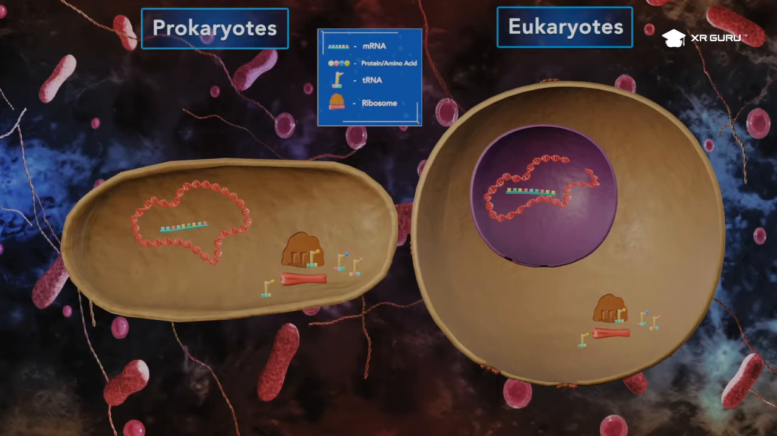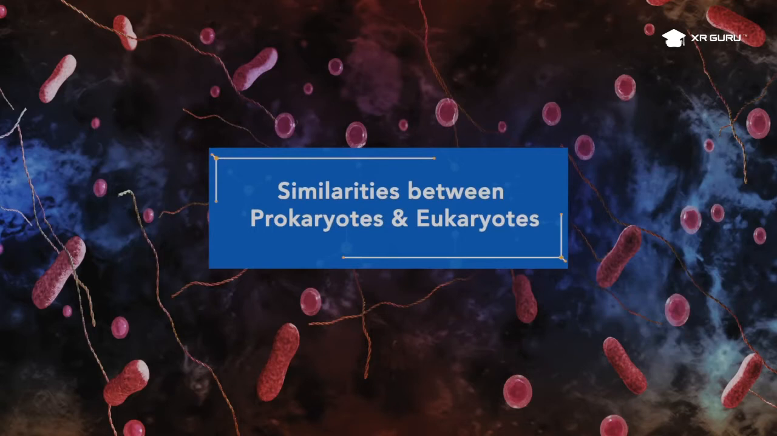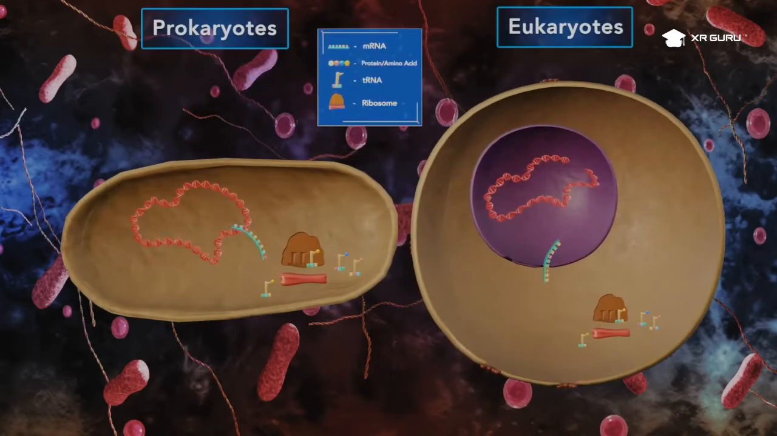We will look at both similarities and differences, starting with the similarities. Let us see the similarities between prokaryotes and eukaryotes. Both use an mRNA template. mRNA is synthesized from DNA. Protein synthesis is done via ribosomes.